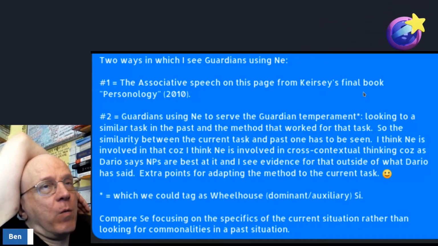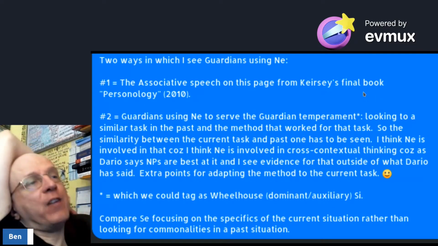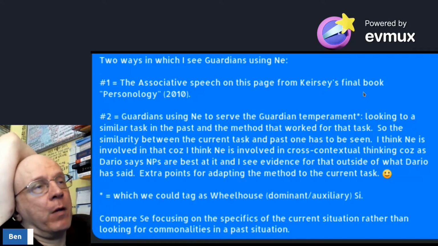I call this Guardian Ne, where you have tangenting, but on a concrete plane. So between concrete objects rather than the tangenting of NPs, which is more abstract. And then guardians using Ne to serve the guardian temperament. Look into a similar task in the past and the method that worked for that past. So the similarity between the current task and the past one has to be seen. The perception of similarities is a big feature of Ne. I think Ne is involved in that because I think Ne is involved in cross-contextual thinking. Because, as Dario says, NPs are best at it, and I see evidence for that outside of what Dario has said. Extra points for adapting the method to the current task.